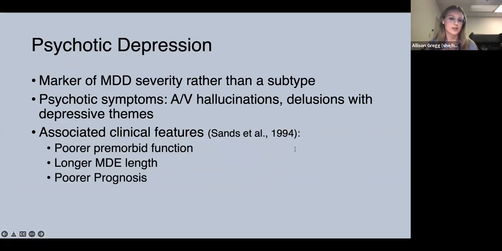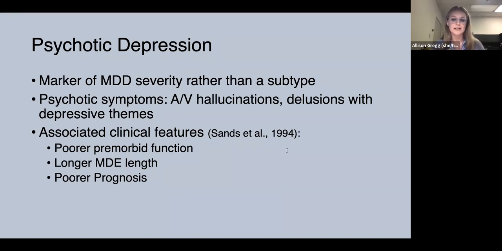And so like we touched on earlier, psychotic depression, or the specifier of psychotic depression, is a marker of major depressive disorder severity rather than a specific subtype delineation itself within the DSM. And so psychotic symptoms within the context of depression usually end up consisting of auditory or visual hallucinations or delusions that center around themes of, for example, guilt, nihilism, things like that. And so psychotic depression in this way is reported to be biologically and neurocognitively distinct from non-psychotic depression.